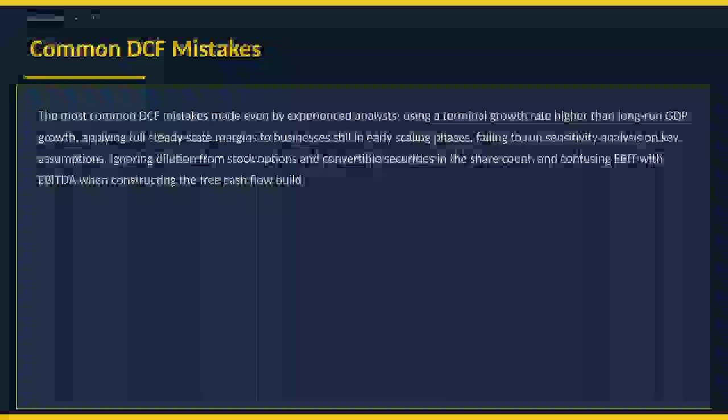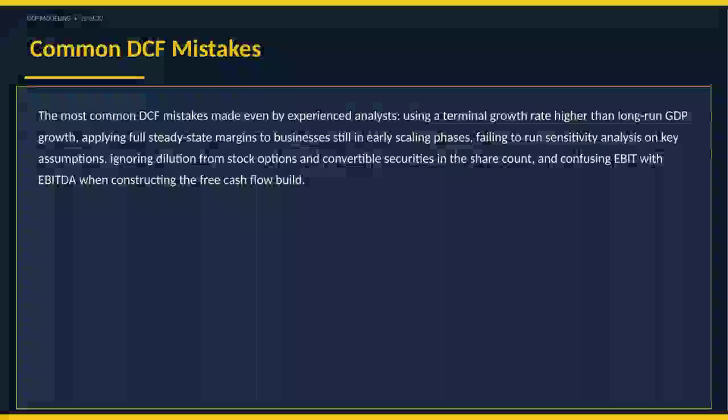The most common DCF mistakes, made even by experienced analysts: using a terminal growth rate higher than long-run GDP growth, applying full steady-state margins to businesses still in early scaling phases, failing to run sensitivity analysis on key assumptions, ignoring dilution from stock options and convertible securities in the share count, and confusing EBIT with EBITDA when constructing the free cash flow build.